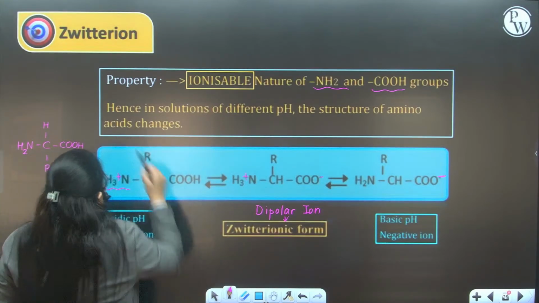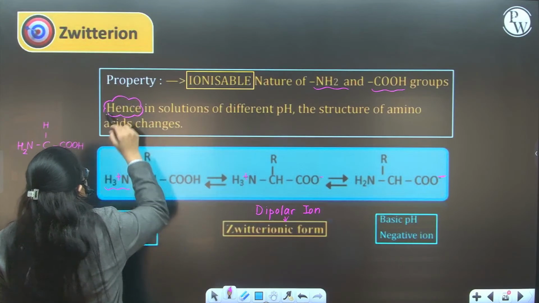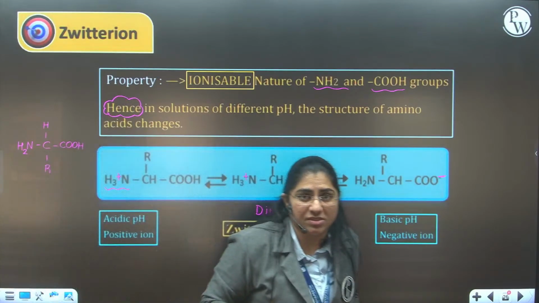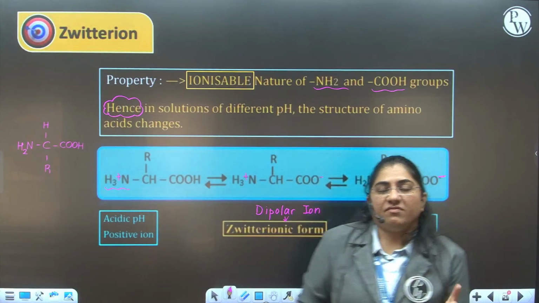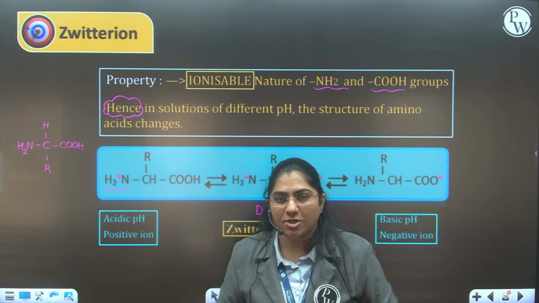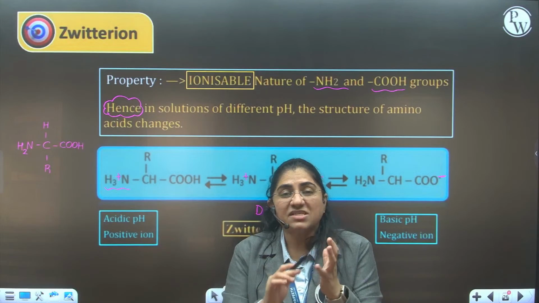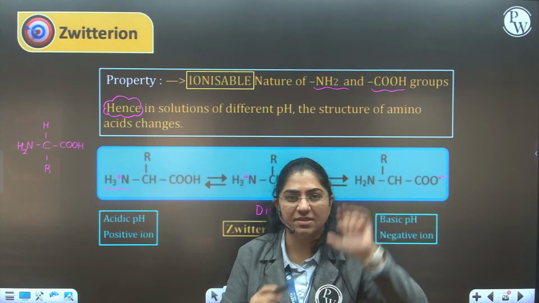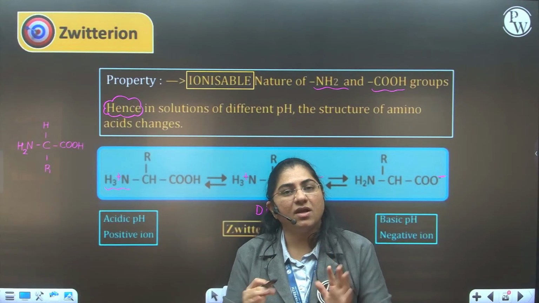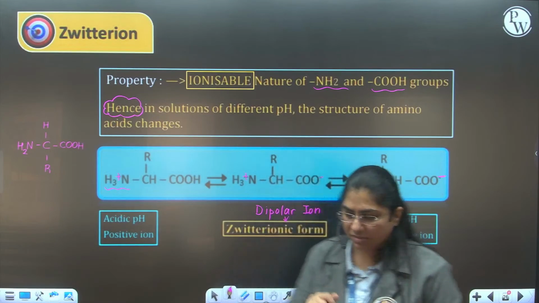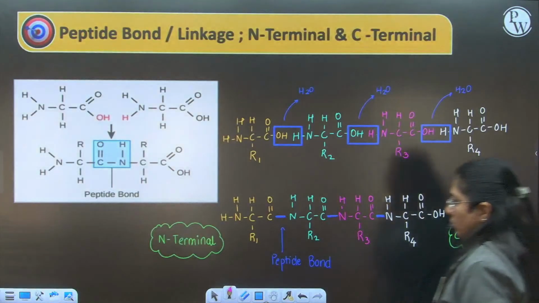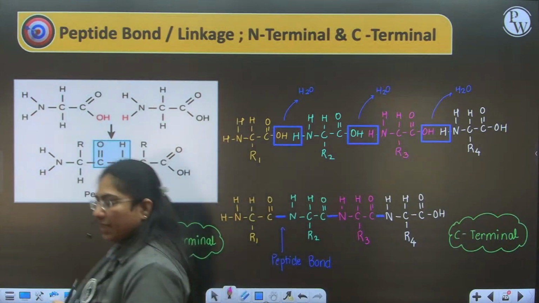Now here, if you see, we have the word hence. This can come as an assertion and reason. Remember, wherever in the NCERT you come across statements with the words as, because, hence, thus, since, these can come as your assertion reason. Now that is all about the understanding of amino acids.